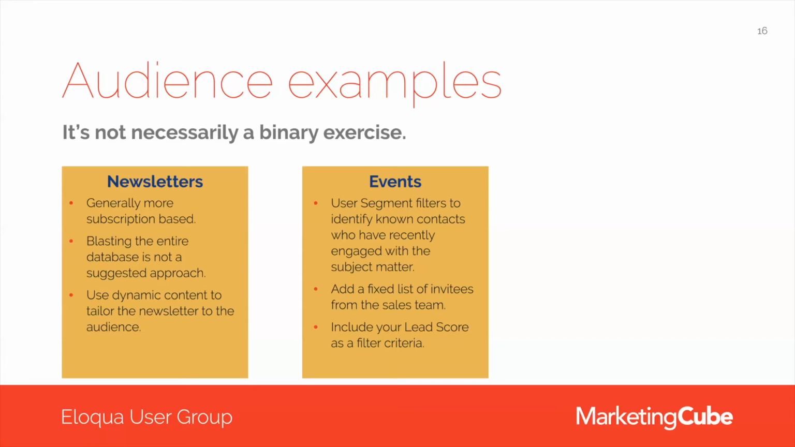So that becomes a mixture, from a segmentation point of view, of both using filters to build out an audience and then adding to that segment a fixed list, usually from the sales team, to invite. The third point we've got there is to also think about lead score.